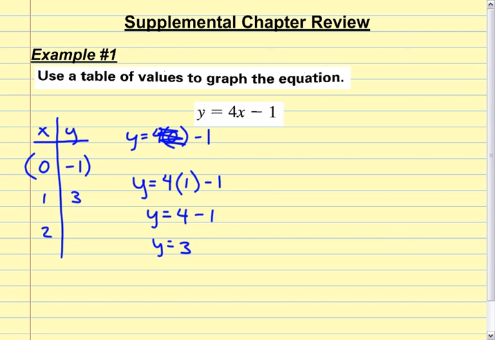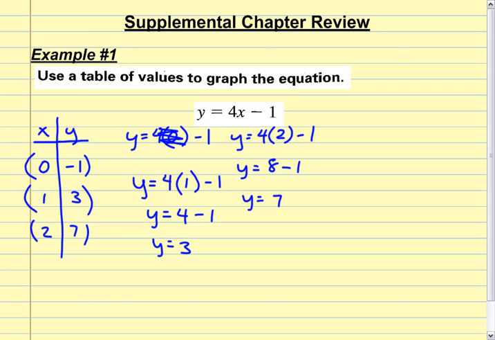Now, Jordan, that gives us 2 points, right? X and Y for the first point, X and Y for the second point. I don't really need another point to draw the line. But the third point is really a check, right? We want to make sure that it's a straight line. So let's go ahead and plug in this other one. We'll put 2 there. What do I get? Y equals 8 minus 1. 8 minus 1. Y equals? 7. Okay, good. So we'll put 7 here. Now I've got my 3 points.